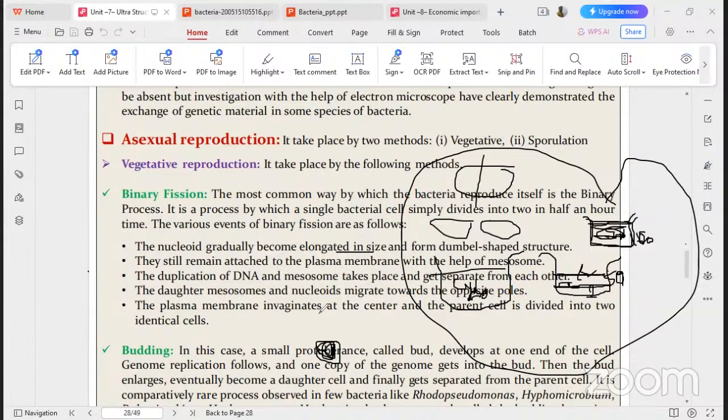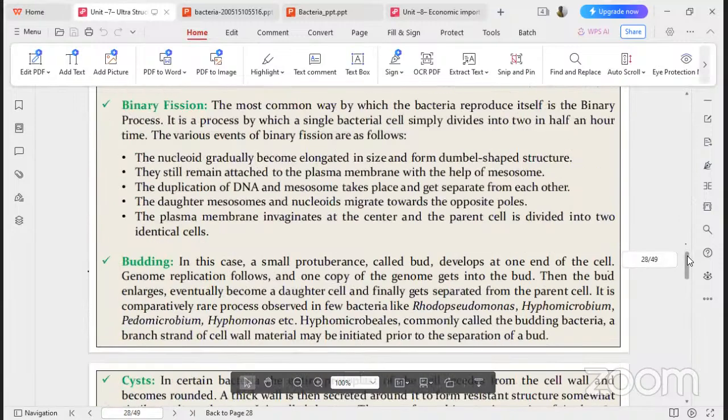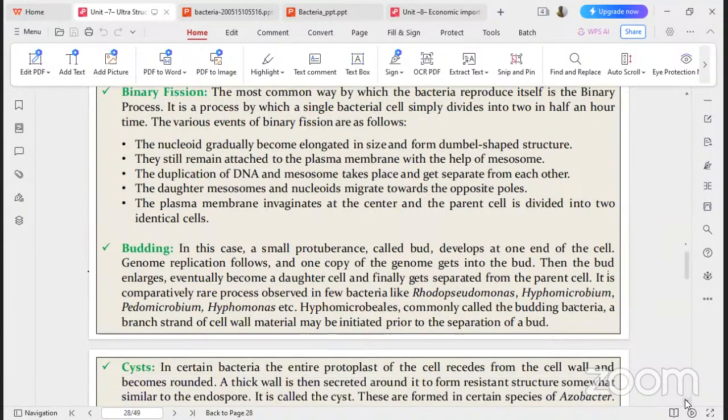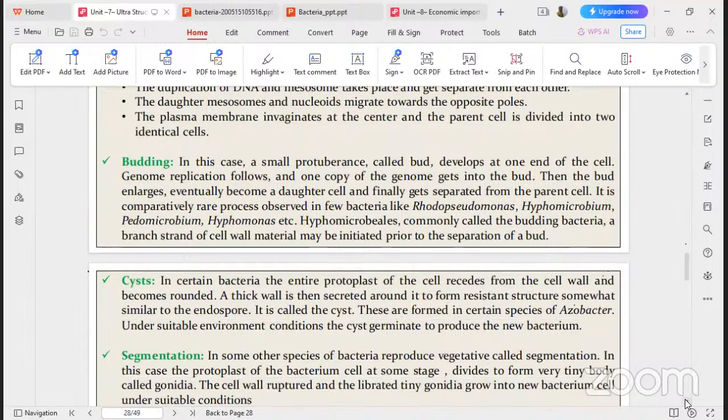Okay, the next is budding. You know budding means formation of buds. I already told you how it takes place in yeast. At the apical part, it is swollen. In the swollen part, the genetic material and cytoplasm go in, forming a bubble-like structure. When it splits from the mother cell, it becomes a new bacterium.